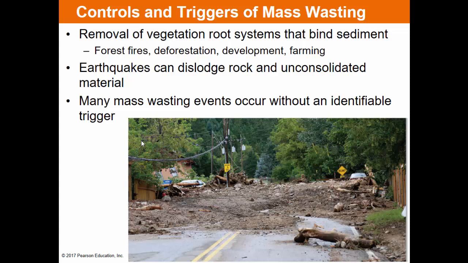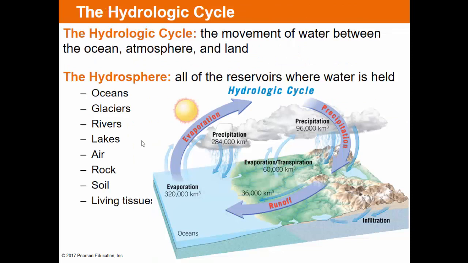Other triggers of mass wasting, the removal of vegetation and root systems that bind sediment. This can occur from forest fires, human deforestation, development and farming. Earthquakes can also dislodge rock and unconsolidated materials. And many mass wasting events occur without any identifiable trigger at all. It's just the slope gets to that point and failure occurs.